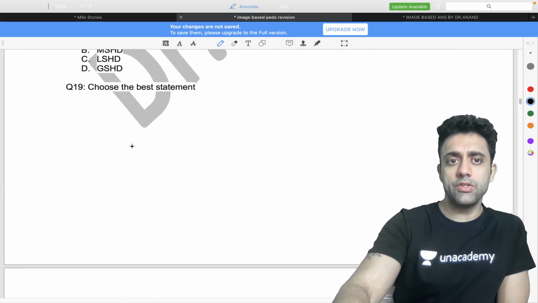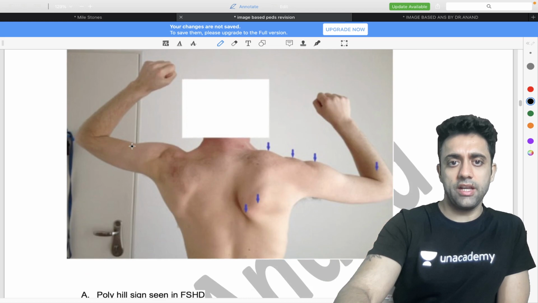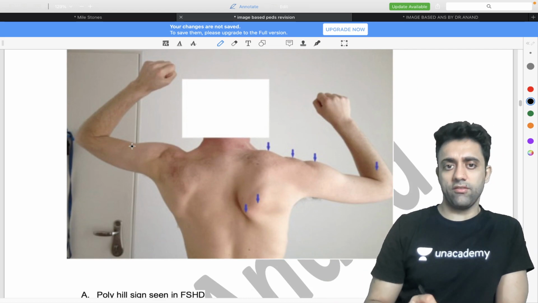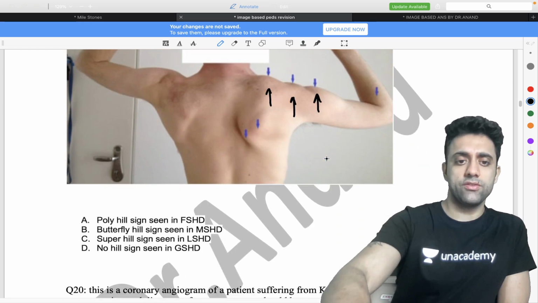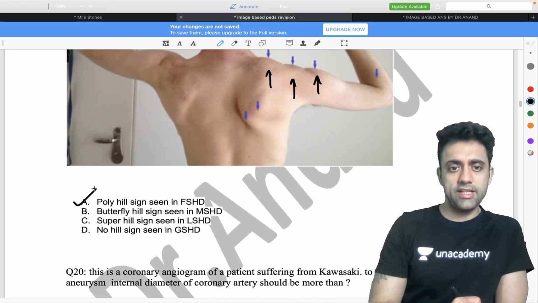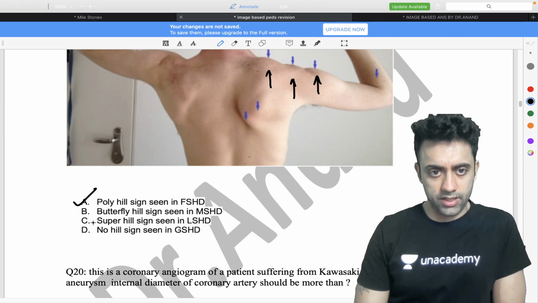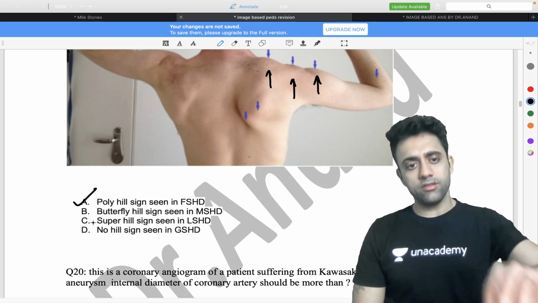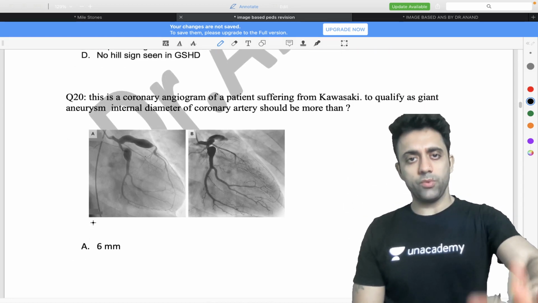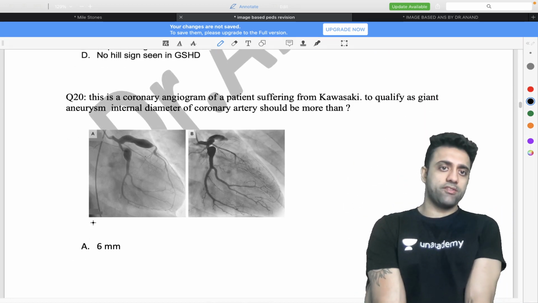Question number 19, choose the best statement. Same thing, polyhill sign. So the best answer is it's a polyhill sign seen in FSHD, facioscapular humeral dystrophy. Okay, last question. Question 20. We'll do the 2021 questions in this first half of the segment.